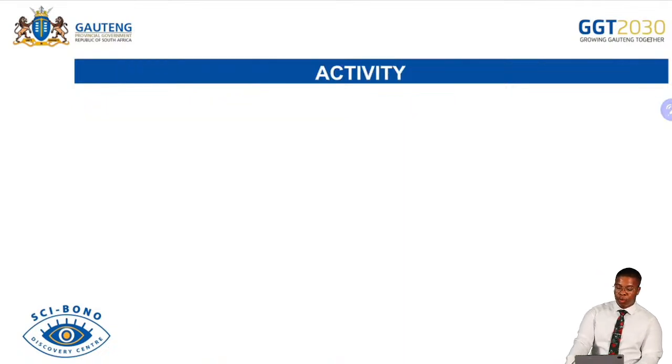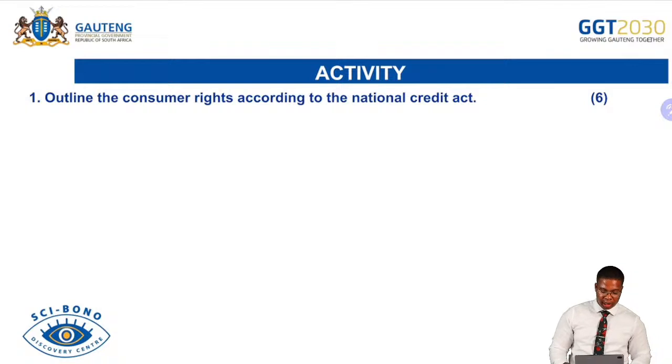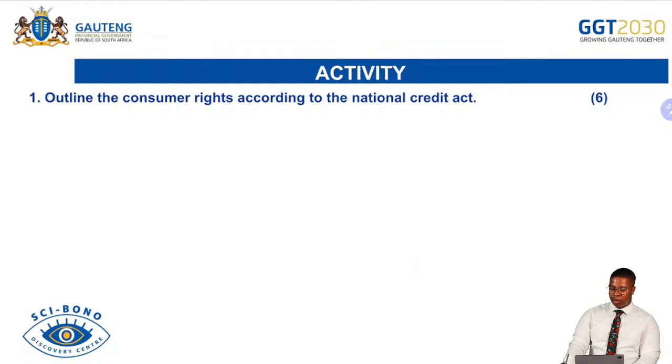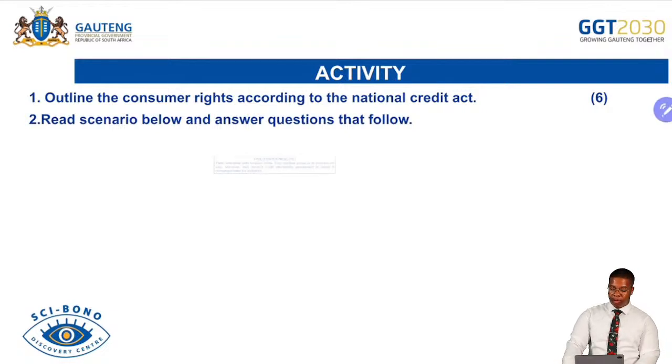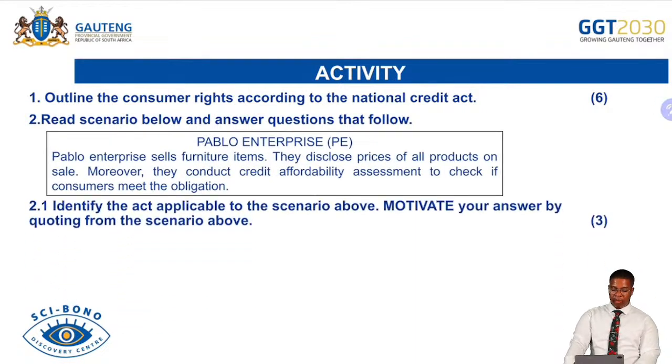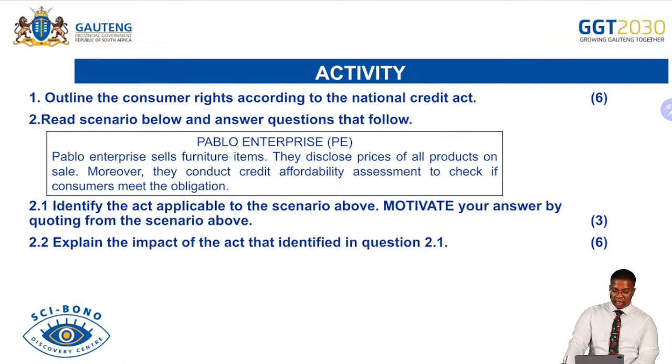Then we look into our activity for today's lesson. The first instruction is to outline the consumer rights according to the National Credit Act. And then number 2 instructs us to read the scenario below and answer the questions that follow. This is your scenario. Then you have the first question that says 2.1, identify the act applicable to the scenario above, then motivate your answer by quoting from the scenario. Then 2.2 says explain the impact of the act identified in question 2.1.